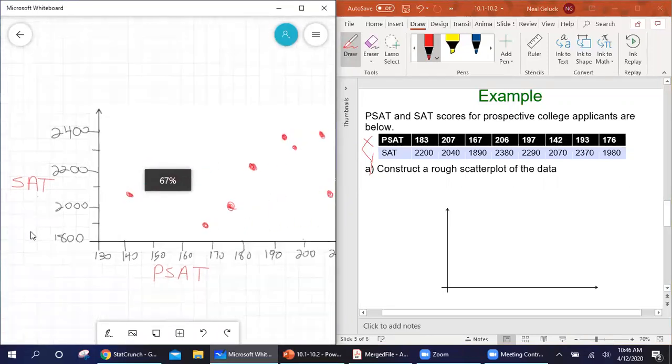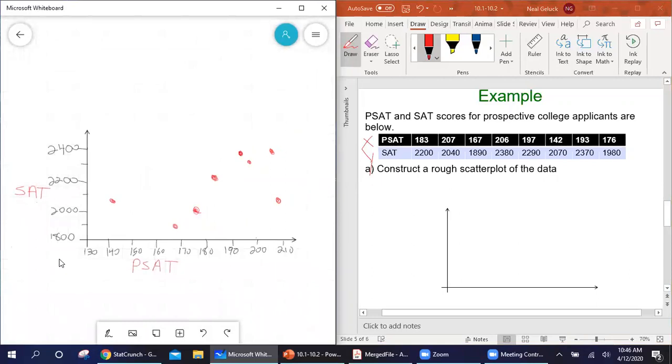And let me zoom this out so we can actually see the whole thing. So I made a very rough sketch of where the points are, PSAT on the X, SAT on the Y. You can see from this, yeah, there's definitely some linear here, but there are some points that look like they might be outliers that might screw this up. So again, by looking at it, it's got a feel of linear, but I don't know if it's good enough. So to make it precise, I use StatCrunch.